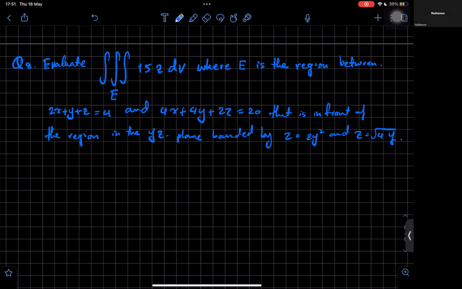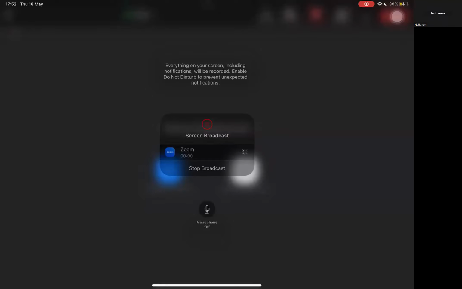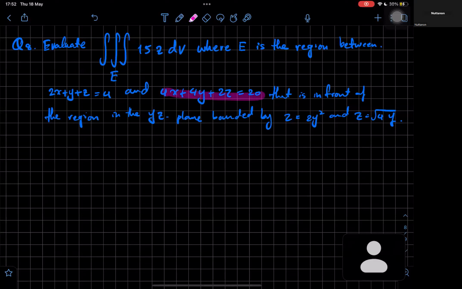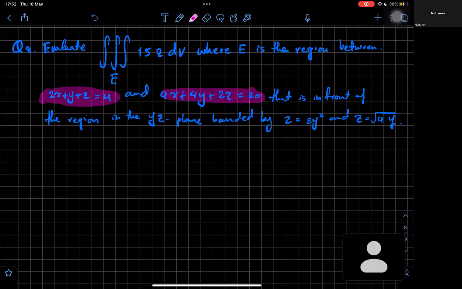This is another hard one, because it's a weird shape. So what happened? They give you two planes, right? This one is a plane, and also this one. They give you two planes, and also the region in yz.